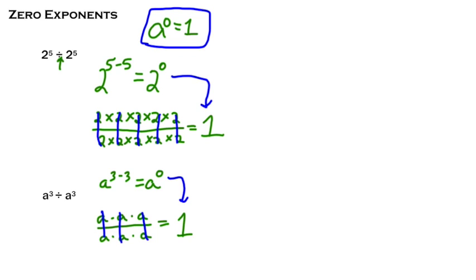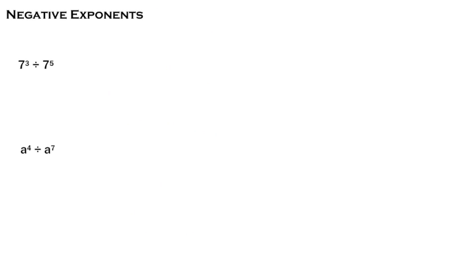Now what we're going to do is take a look at negative exponents. So the first thing I'm going to do is we're kind of going to do the same thing we did on the last page there. I'm going to start with the laws of exponents. So 7 to the 3rd divided by 7 to the 5th means I have 7 to the 3 minus 5, which means I have 7 to the negative 2nd.